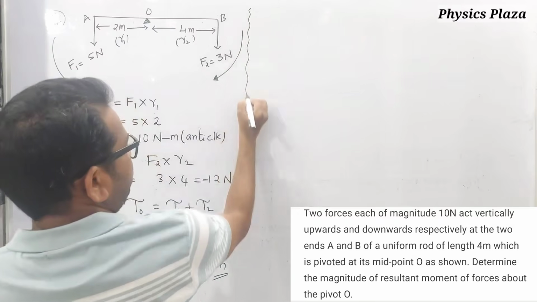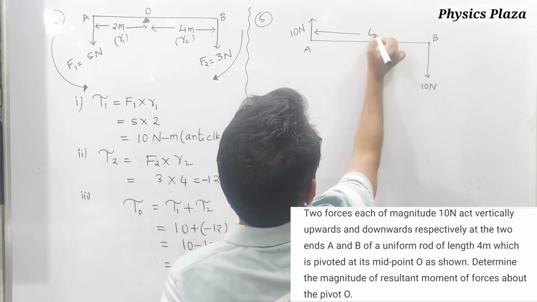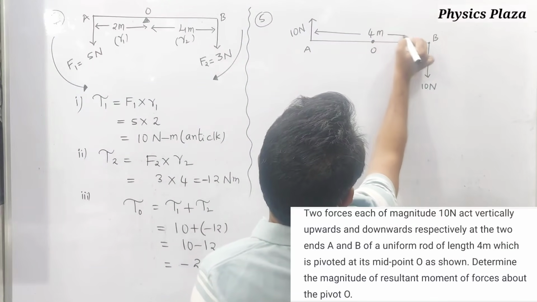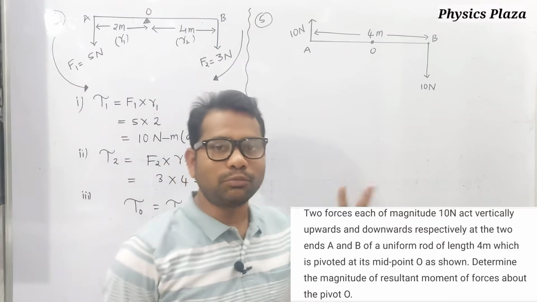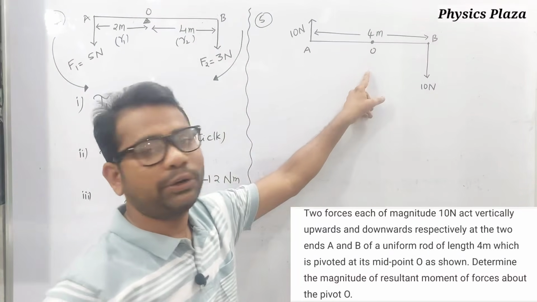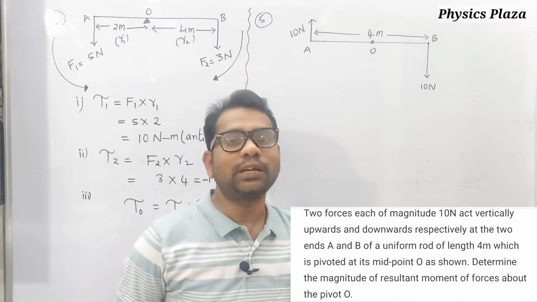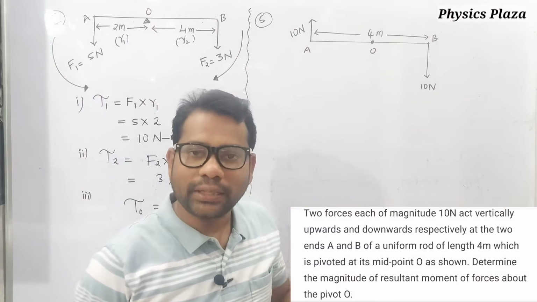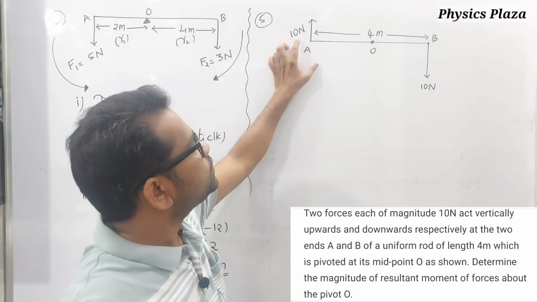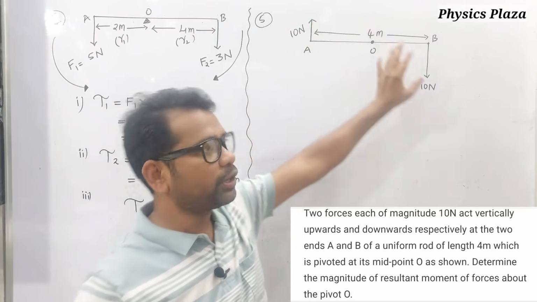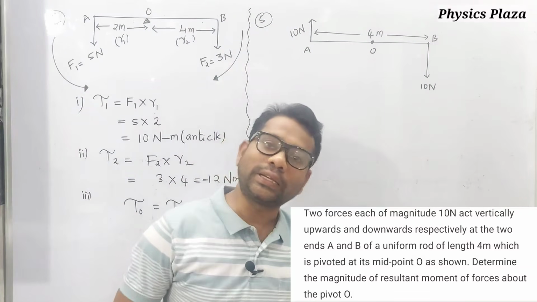So, here we see the fifth numerical. This is given, it is 4 meter. So, children, they are asking us to calculate the resultant moment of force about this point O. To calculate the resultant moment, we need to calculate individually the moment due to the force acting at point A and at point B. Then only we can calculate the resultant one.